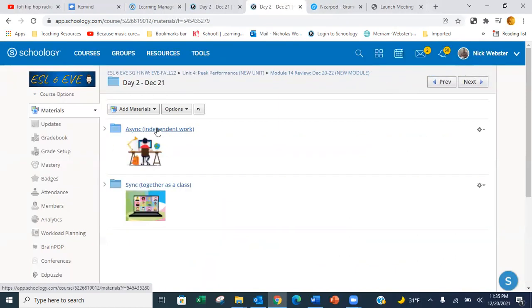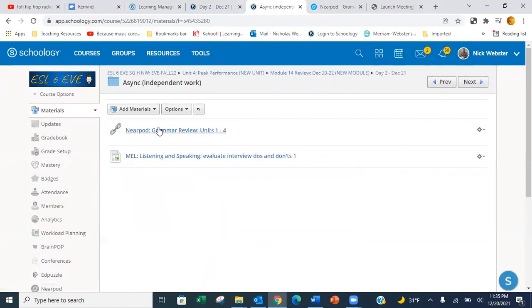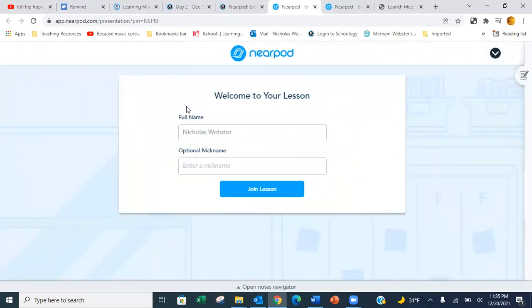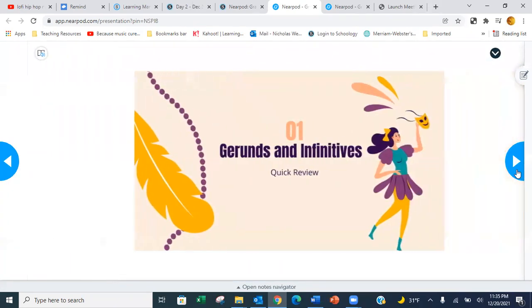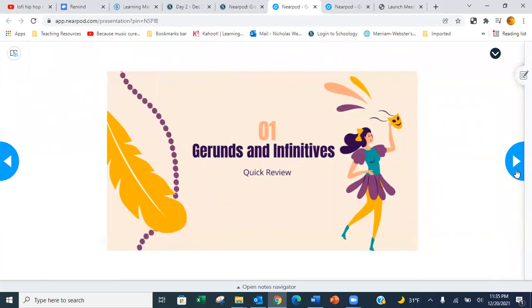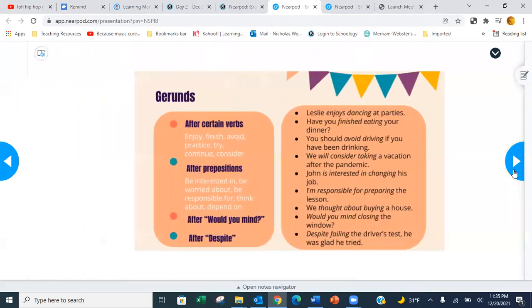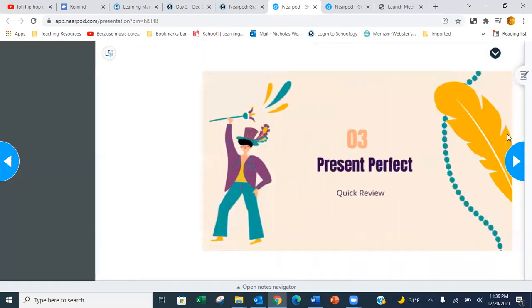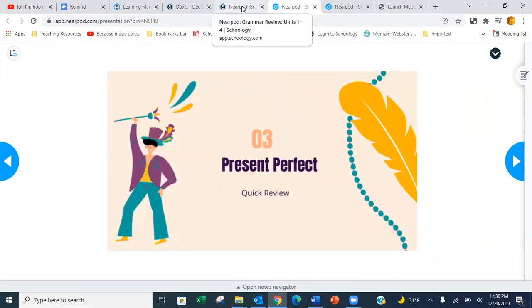Let's look at the async. So we have a Nearpod. This is a grammar review from units 1 through 4. That means it's all the grammar we've learned since the beginning of the semester. Enter your name, go through all these slides. Gerunds and infinitives, remember that? So here's a quick review, answer a question. So go through all these, read the review, do the questions. Okay, this is a very good review of what we've learned in grammar.